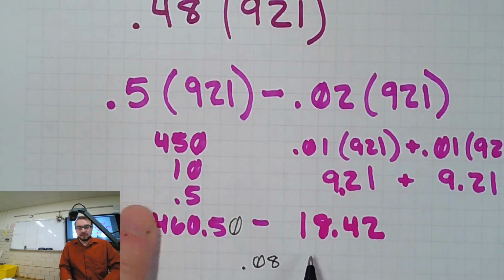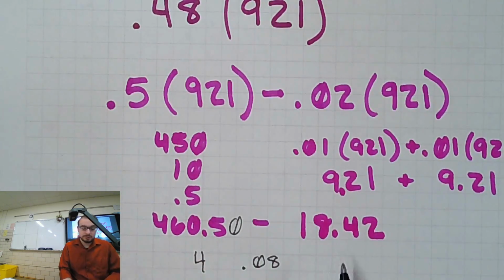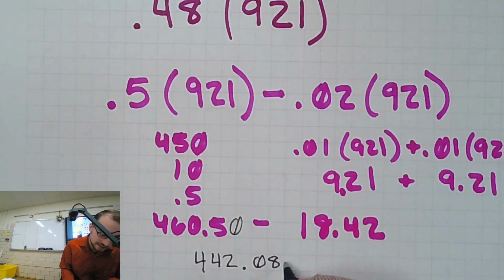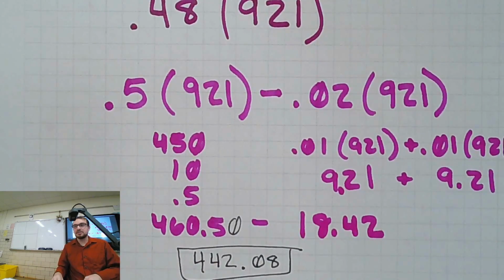460 minus 18. We don't care about the 4. 60 minus 18. What's 60 minus 10? Now subtract 8 more. 42. So that is the correct answer. What other ways did you go about it?